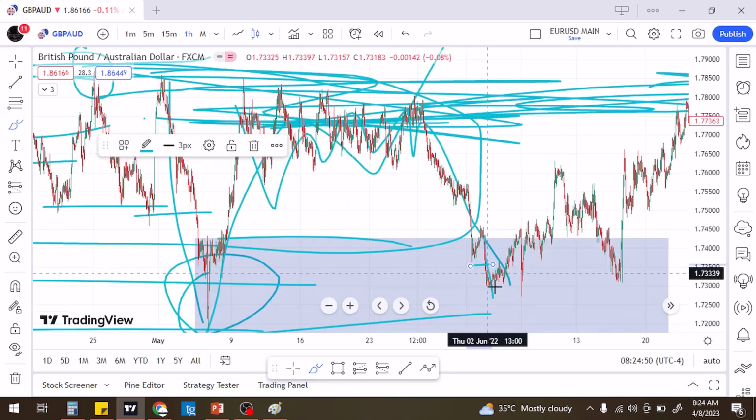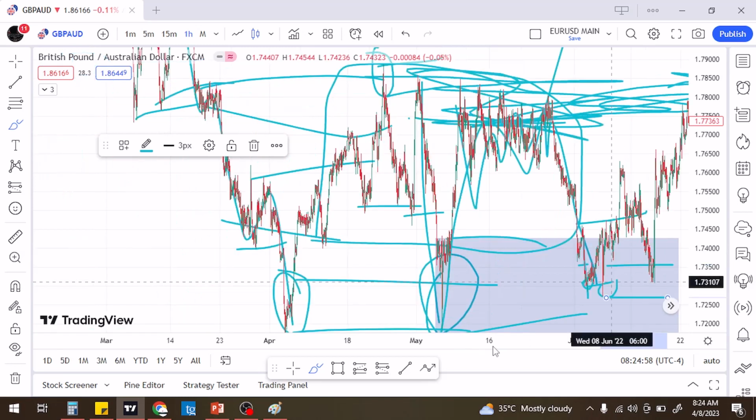which is, the market dips below, takes a lot of buyers out, dips below once more, takes a lot of buyers out, breaks structure, comes back to mitigate it before going higher.